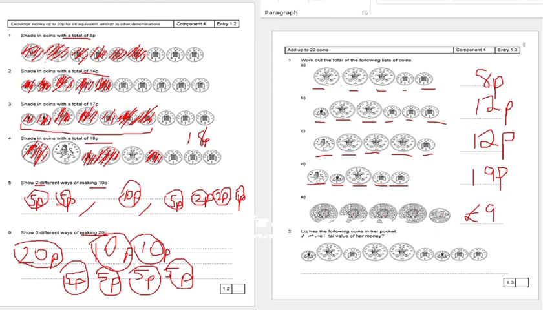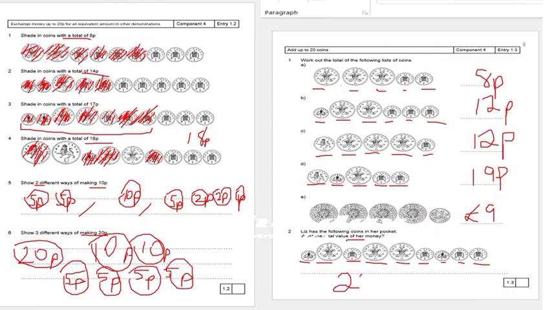Question number 2. Liz has the following coins in her pocket. What is the total value of her money? So 5, 6, 7, 8, 10, 12, 13, plus the 5 is 17. Sorry, 13 plus 5 is 18, 19, 20. So it's 20 pence.